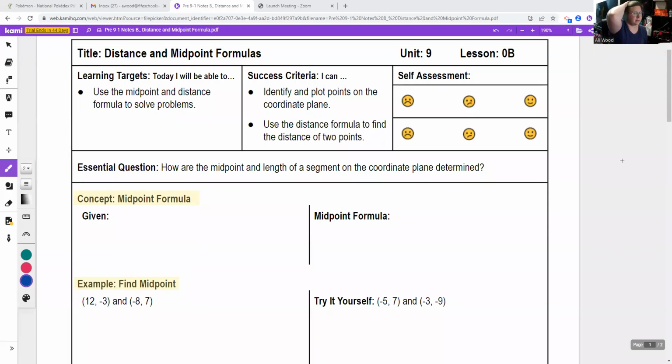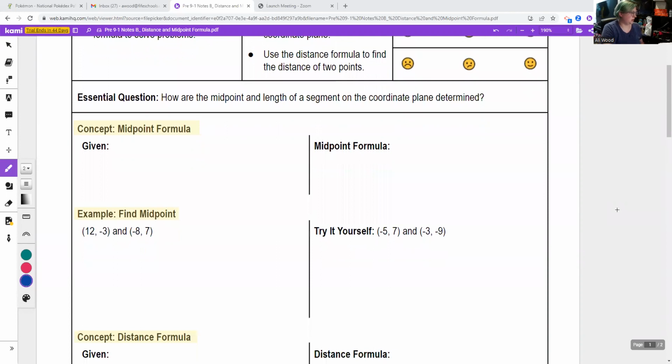Hey everyone. Today you are going to be taking notes on the distance and midpoint formulas. Now, these should not be new. We did midpoint and distance back in first semester, so this is just a recap of it. So first off, we're going to take a look at the midpoint formula.